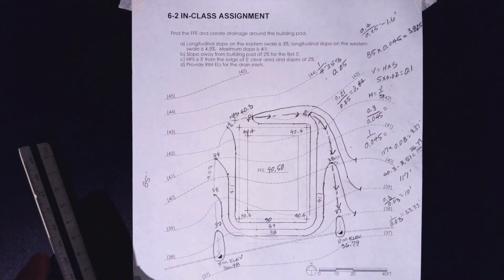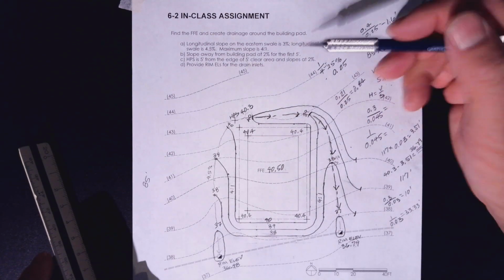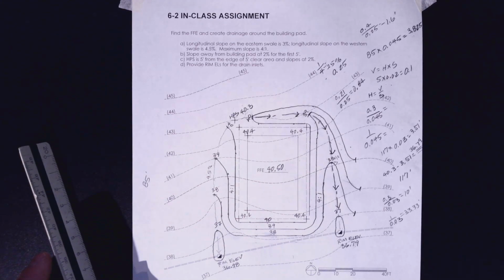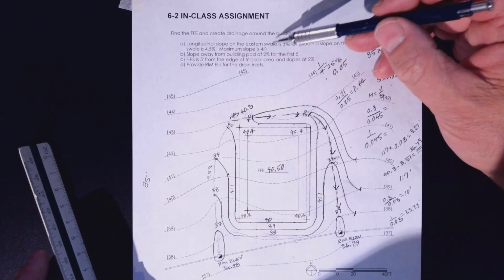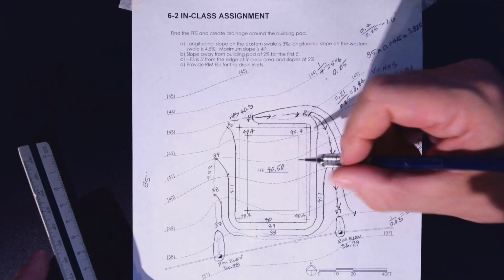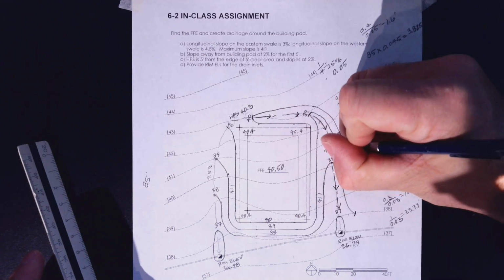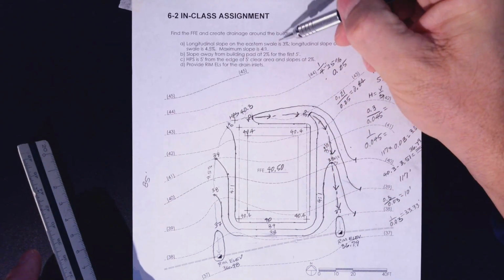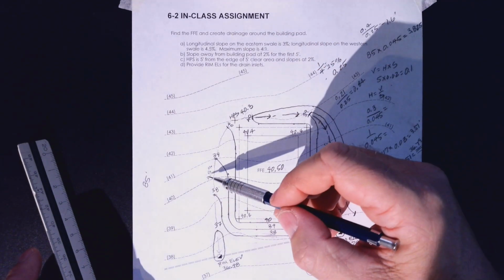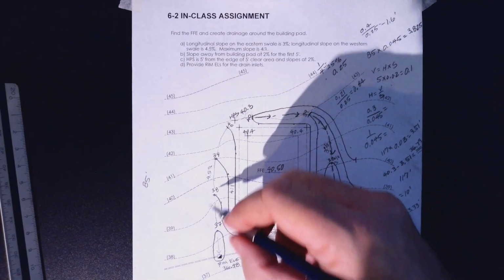They say the east contour swell is 3%. So we got to write 3%. That's given right there, 3%. This side over here, it's 4.5%. So now we got to tie these in.